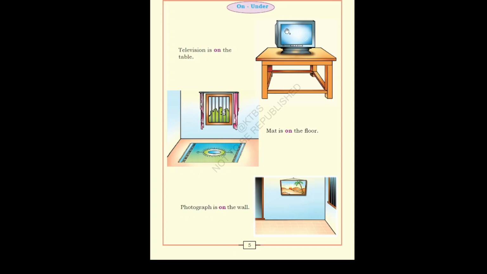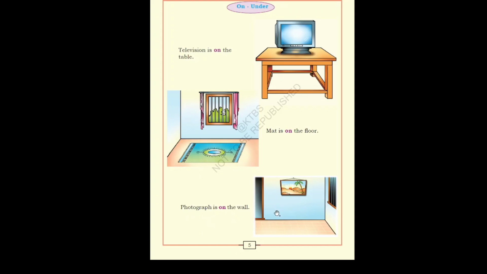Okay children. So what you can see here, this is TV. This is table. So television is on the table, which we can see. Two objects. Next, mat is on the floor. Next picture says one photograph is there, that too on the wall, isn't it? So photograph is on the wall.